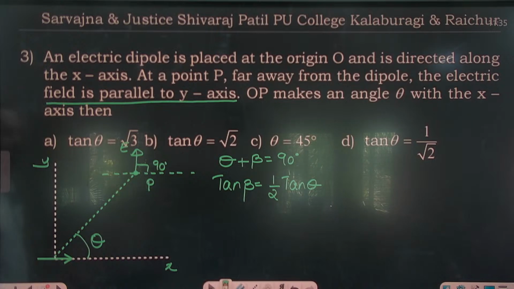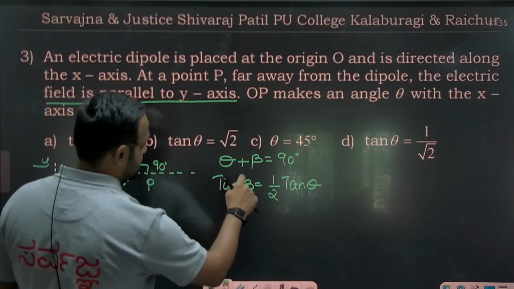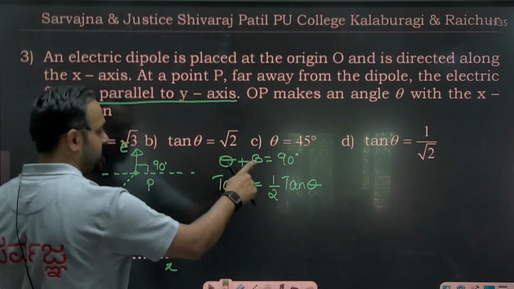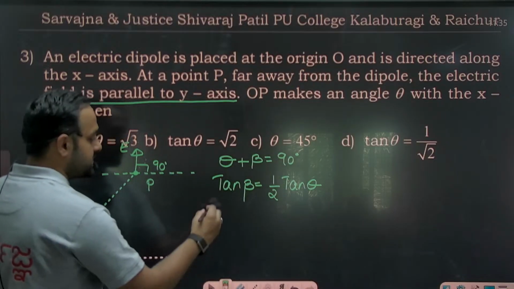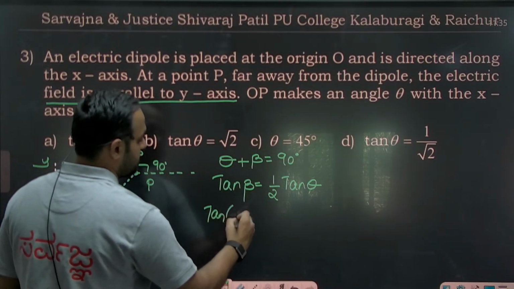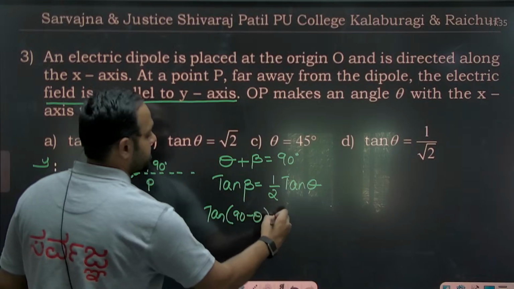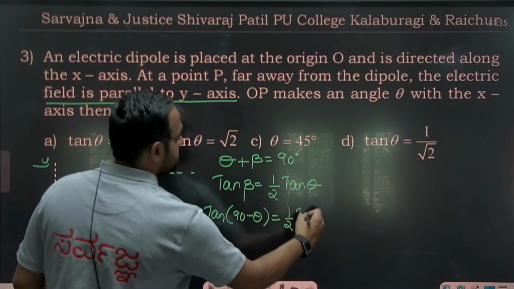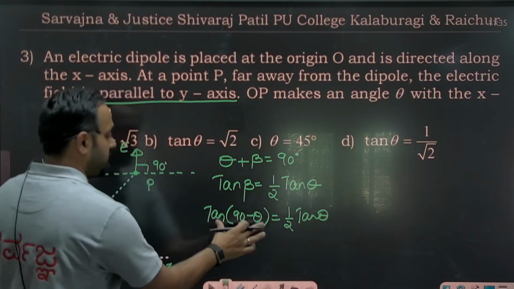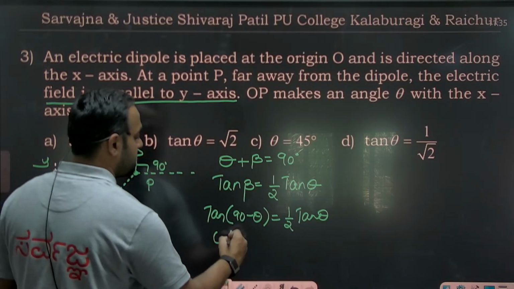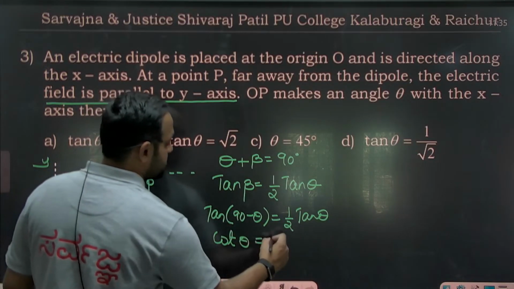So what do I have to find? I have to find tan theta. So instead of beta, I will substitute. Beta is equal to 90 minus theta. So you will get tan of 90 minus theta is equal to 1 by 2 times tan theta. Tan of 90 minus theta is what? Cot theta. Cot theta is equal to 1 by 2 times tan theta.